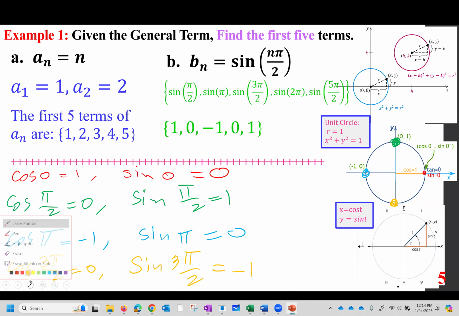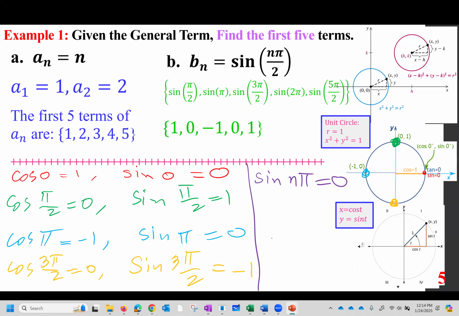So in general, we should notice that sine of n pi is 0, cosine of (2n plus 1) times pi over 2 is also 0. 2n plus 1 means an odd multiple. So an odd multiple of pi over 2 results in cosine being 0.